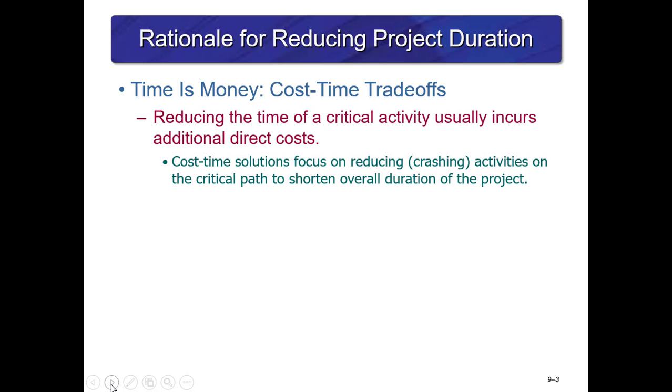Reasons for reducing project duration. Time is money. There are always cost-time trade-offs. Reducing the time of a critical activity usually incurs additional direct costs. Cost-time solutions focus on crashing activities on the critical path to shorten the overall duration of the project.